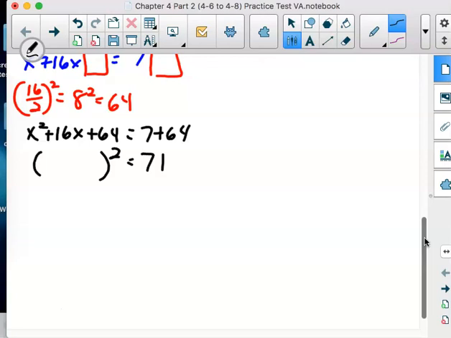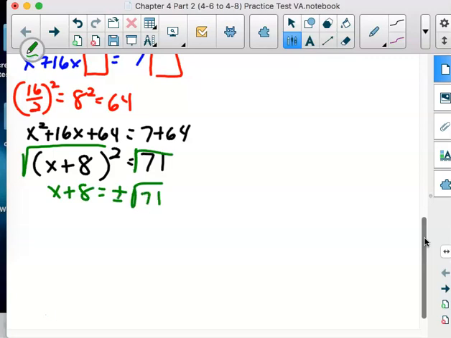This is now a perfect square trinomial, so we can write it as a binomial squared. But what would go in there? x plus, what did we square to get 64? 8. Now, test-taking strategy. You get to this point, think, oh, what did we do just before this? We had to solve by taking square roots. What would the step be here? Square root, both sides. And that's where we're not going to forget. It's plus or minus the square root of 71.